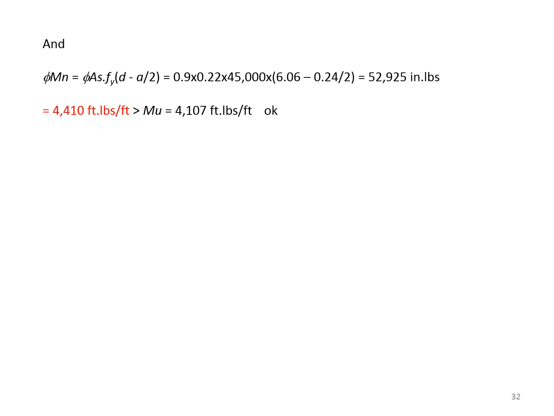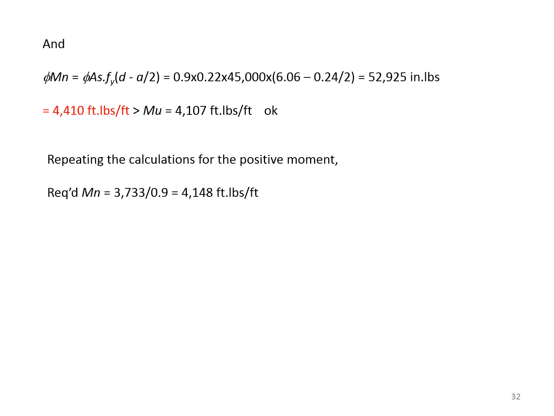Now we compute the factored capacity phi Mn. Using the equation for phi Mn, we end up with 4,410 foot-pounds per foot. Certainly this is larger than Mu, therefore our design so far is okay. We repeat the same calculations for the positive moment.